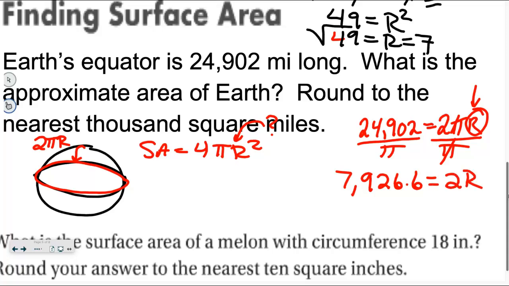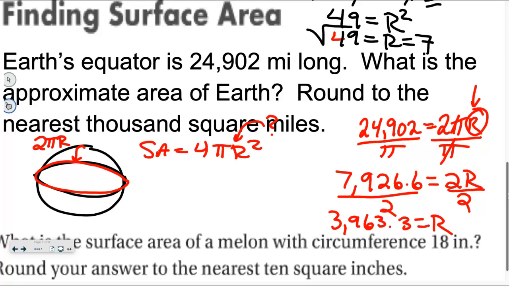And then, how do I get rid of the doubling? How do I get rid of the 2? She's going to divide by 2, so go to your calculator and divide by 2. It's going to be 3,000 something. Let's do this. 3,963.3. 3,963.3 is equal to our radius.